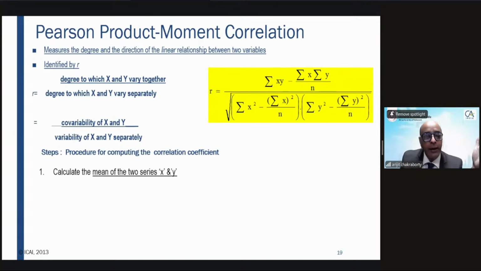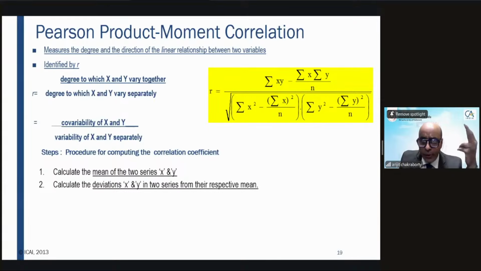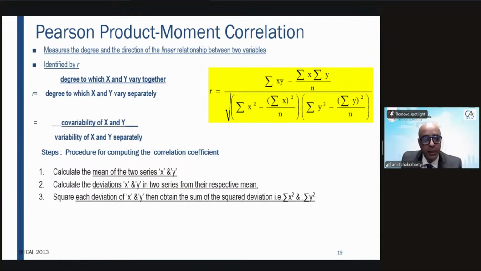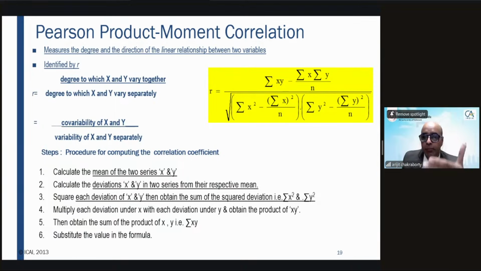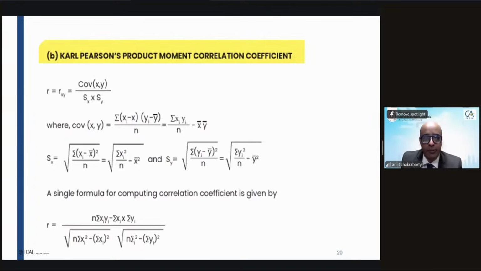X का सेपरेट स्टैंडर्ड डेविएशन, Y का सेपरेट स्टैंडर्ड डेविएशन. Okay, accordingly, if in case you get some numerical on this particular chapter, we have to find the means of the two series X and Y, deviation निकालेंगे और उसके बाद हम लोग X और Y का multiplication करके उसका sigma यानी summation निकालेंगे, and from there we will put those values in the formula. So we will see some examples and we will easily understand the concept.